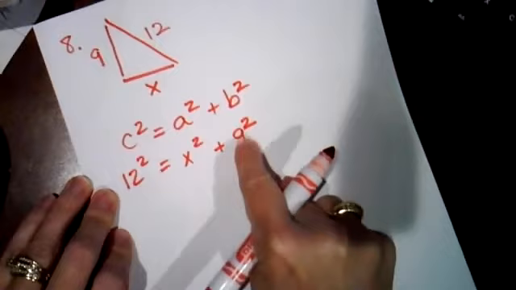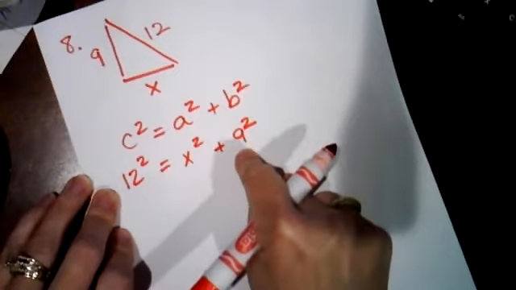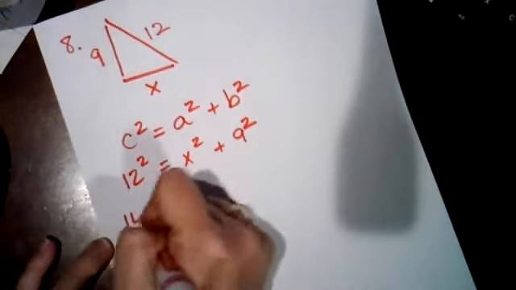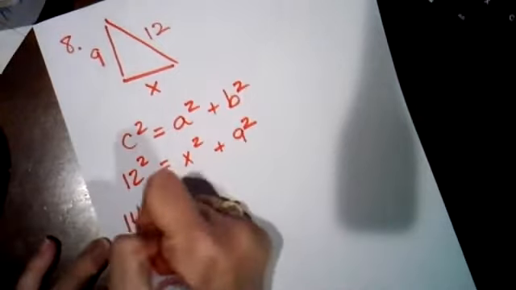I want that formula written. Okay, and then fill it in. Our c squared, 12 squared, equals, and I'll just put it in as the a, plus 9 squared. Now, be very careful. 9 is a square. Don't think, oh, well, 9 is already squared. You don't have to square it again. Don't do that. Okay, so 144 equals x squared plus 81.